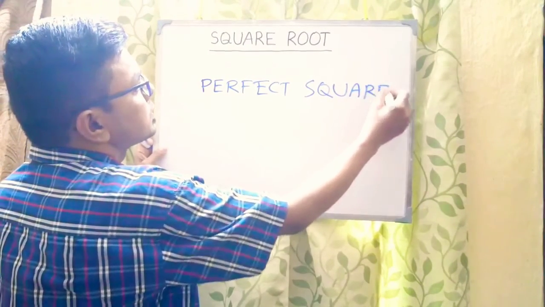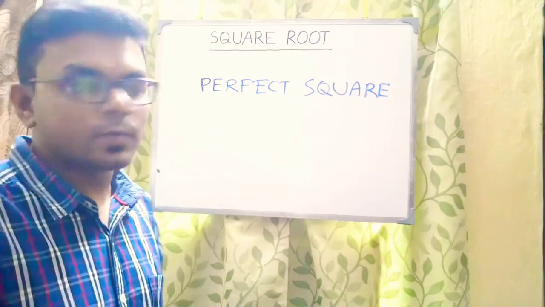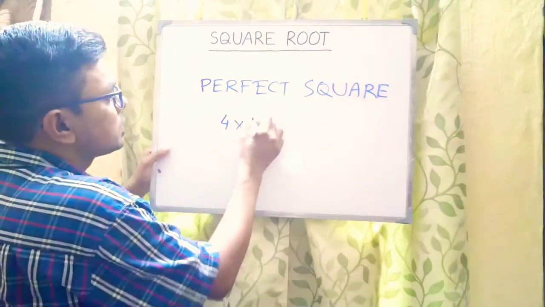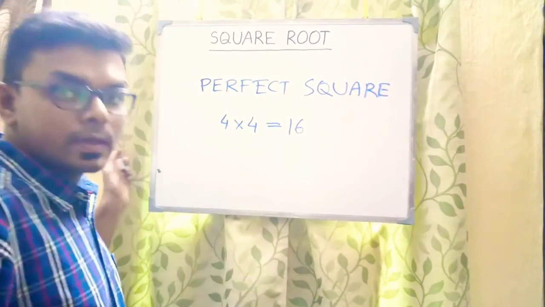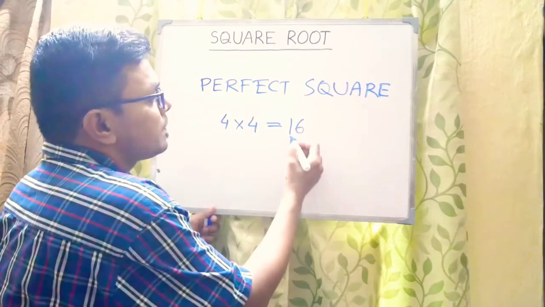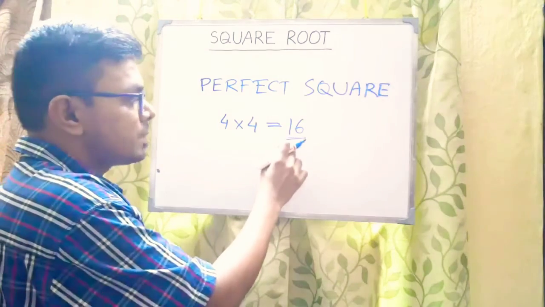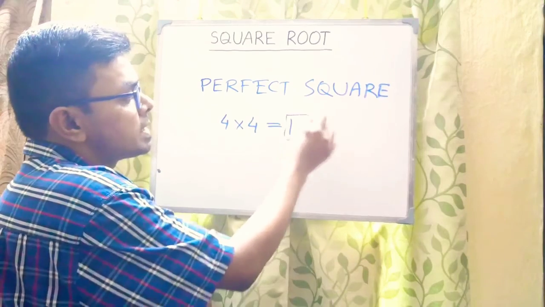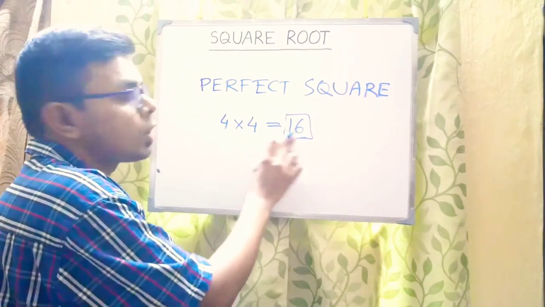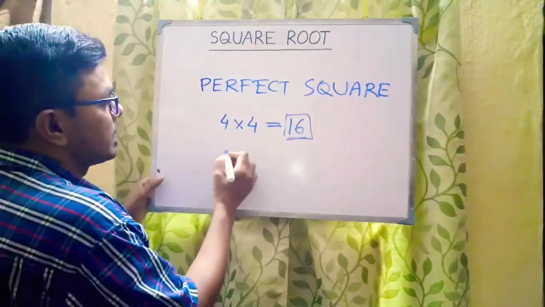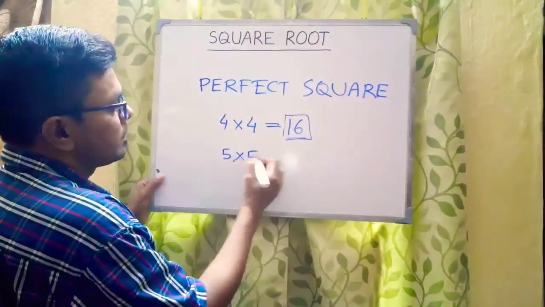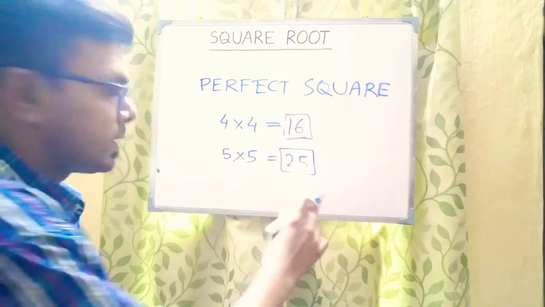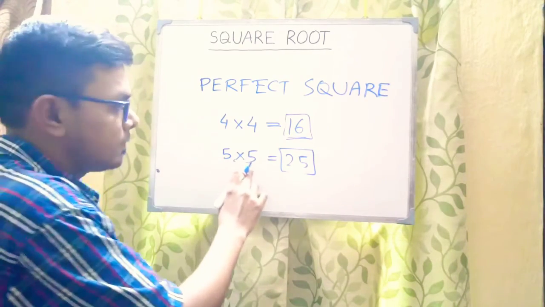Now, to understand what a perfect square is, let's take a very simple example. Say 4 times 4 equals 16. We can say that 16 is a perfect square because it is obtained by multiplying a number by itself. So whichever numbers are obtained by multiplying a number by itself are called perfect squares. Let's take another example. 5 times 5 gives us 25. So 25 is also a perfect square because 5 multiplied by itself gives 25.